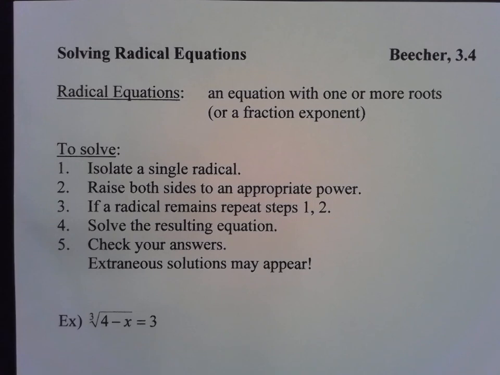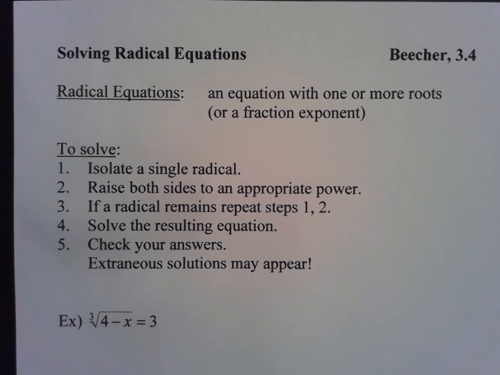The first step is to isolate a single radical. So if there is more than one radical, two square roots, say, in one equation, then you would just choose one and isolate it, or get it by itself. And then we're going to raise both sides to an appropriate power. A power and a root are opposite operations. So when I have a root, if I want to remove it, I need to apply a power to both sides.